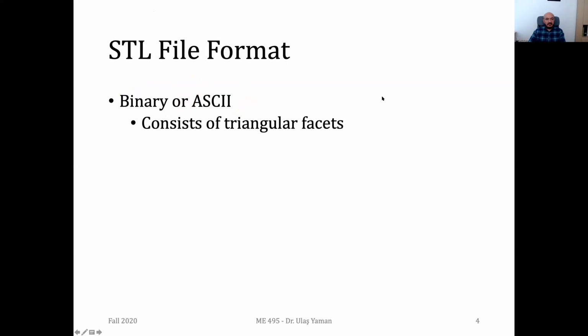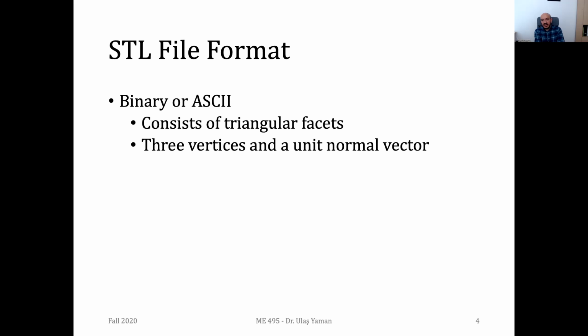Okay. And we said that in the STL file, as you know, there are triangles. And in the definition of the triangles, we need to have 3 vertices, and we also need to have a unit normal vector. We need this normal vector so that we will understand whether that side of the triangle is representing the outer or the interior of the part. So that's why it's important, and we need to have the normal vector in our file.